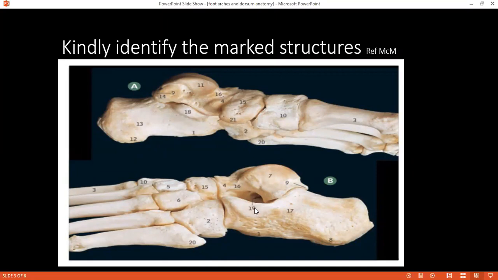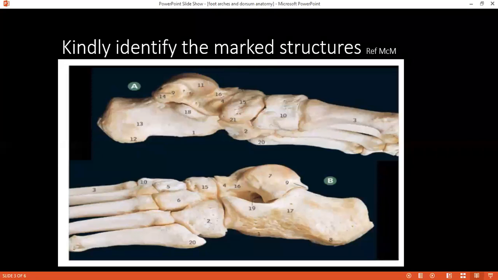It is the sulcus. Tarsal sinus. Sorry. Yes. What is the significance of this sinus? There is a tendon which passes through it. And entrapment of the tendon can lead to?